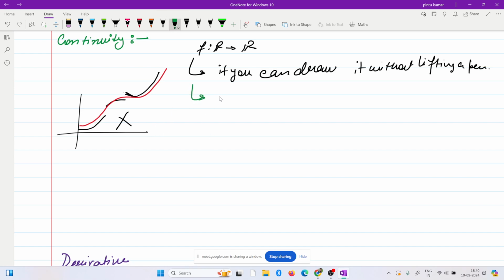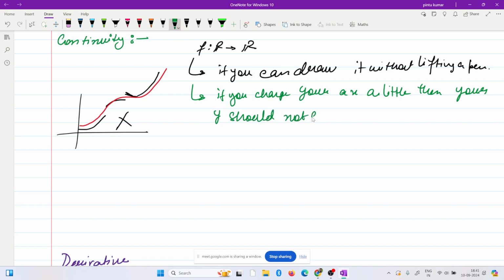One more intuition is, if you change your x a little bit, then your y should also not change by much. For example, in this black example, if you moved your x, let's say from here to here, the change in x is very small, but the change in y is very large. So you don't want that kind of situation. If you perturb your x a little bit, then your change in y should not be very large.